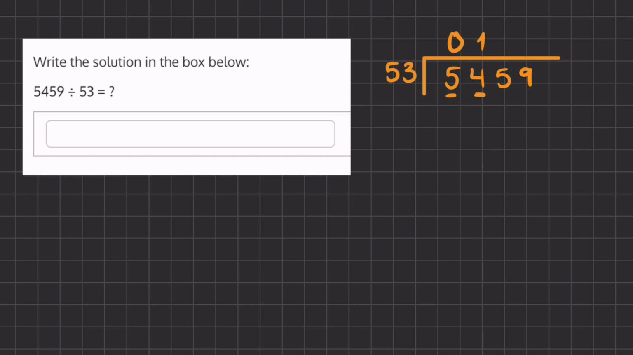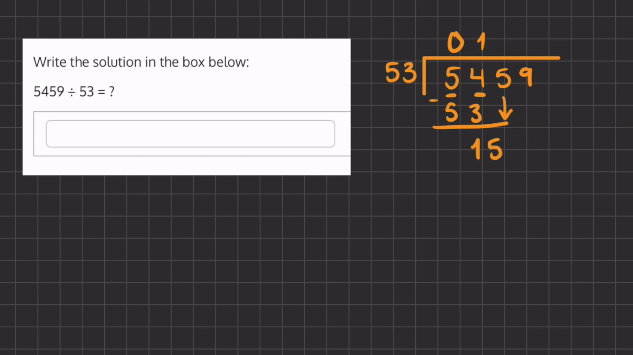And that is 1. And if we multiply 53 times 1, we get 53. And now we're going to solve for our remainder. We're going to subtract these two values. So 54 minus 53 gives us 1. And now we're going to carry down this 5.